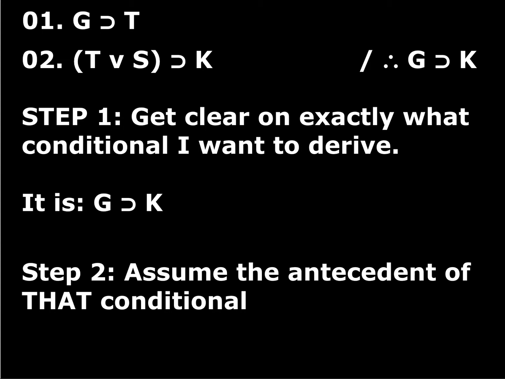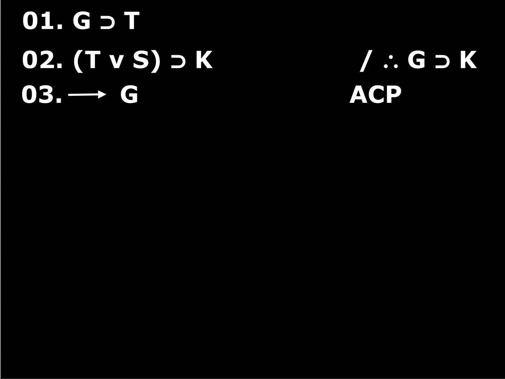Next step, assume the antecedent of that conditional. I'm going to pretend that the antecedent is true. We're going to call it assuming the antecedent is true. So what is that antecedent? It's G. So I'm going to assume G. And how I'm going to do that is I'm going to start what's called a subproof. This is kind of like the little pretend part of your proof here. I'm going to draw an arrow, and this is just like an arrow pointing at the thing that I'm assuming, that I'm just pretending is true temporarily. I'm going to justify it with ACP, that's assumption for conditional proof.